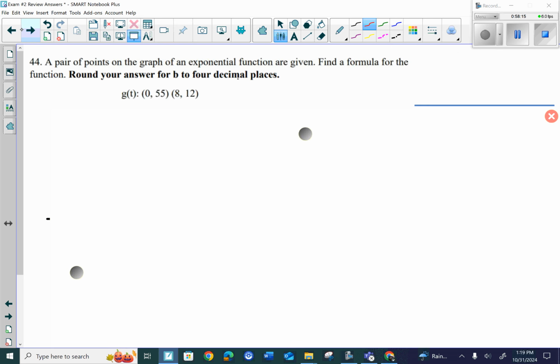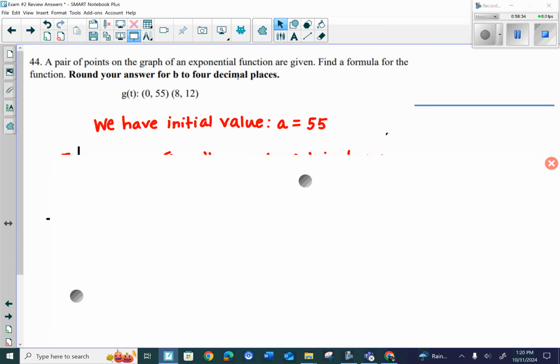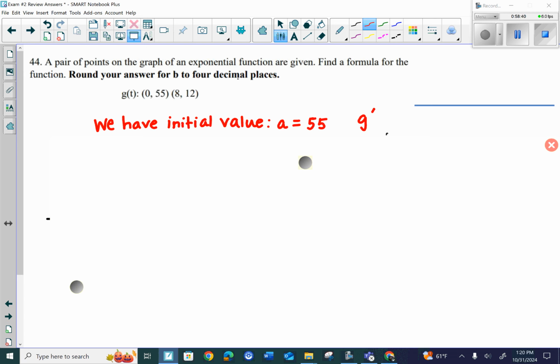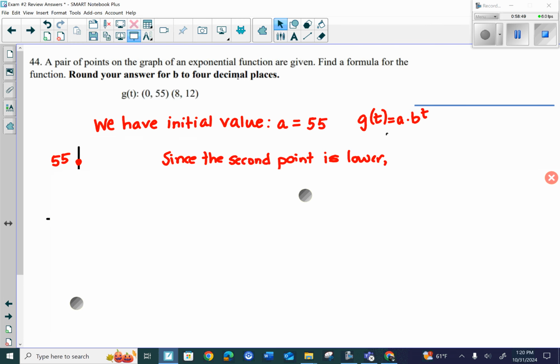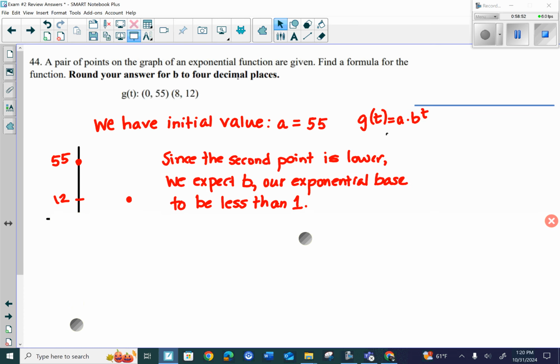All right, number 44. A pair of points on the graph of an exponential function are given. Find a formula for the function. Round your answer for b to 4 places. All right, so again, write what you know. You know that we have an initial value of 55. The general model is a times b to the t, so a is 55 in that model. And the second point is lower, so we know that we have an exponential decay. We can expect b, our exponential base, to be less than 1.